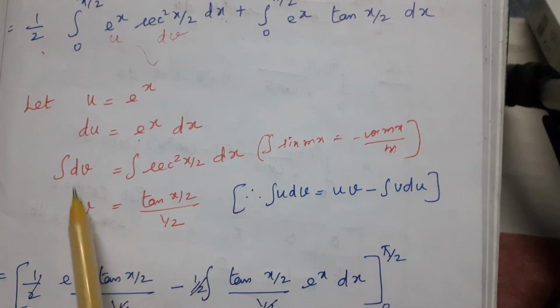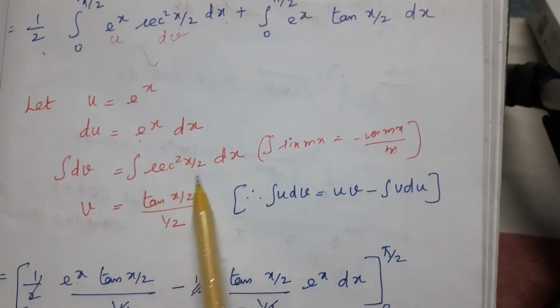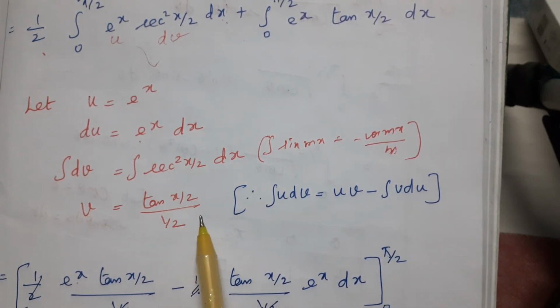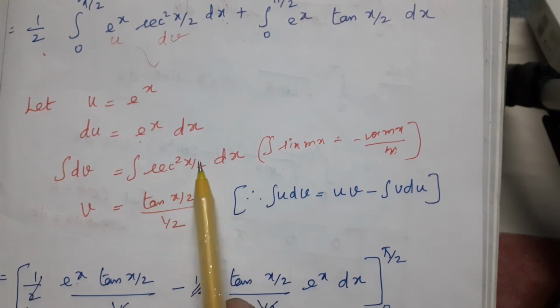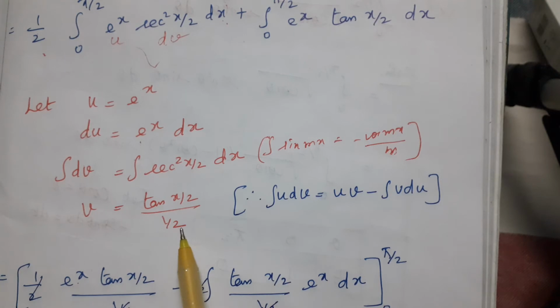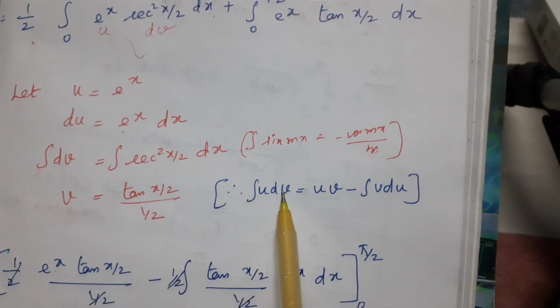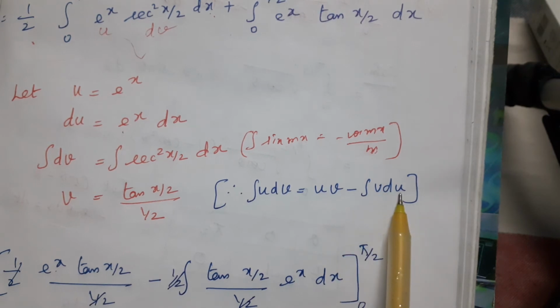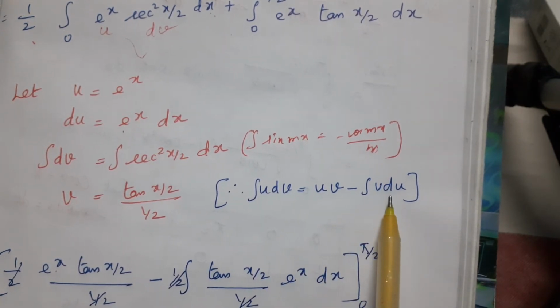Now, after integrating dv, we get v. The integral of secant square x by 2 is tan x by 2, divided by 1 by 2, since integrating gives the factor 1 by 2. Now, what is the formula? Integral of u dv equals uv minus integral of v du.